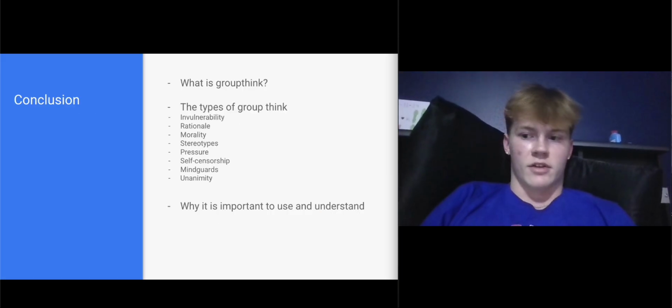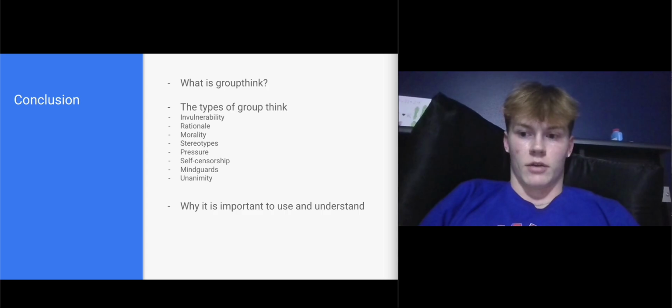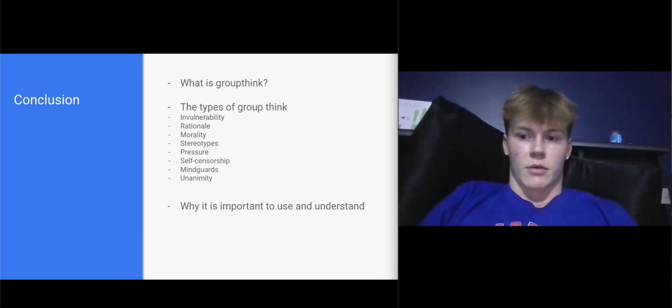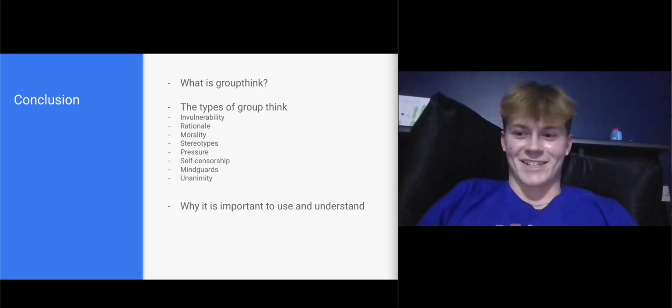To conclude this presentation, groupthink happens when a group becomes so focused on staying unified that they just stop thinking critically. Whether it is an illusion of invulnerability, collective rationalization, believing the group is morally right, or stereotyping anyone who disagrees, each of these tendencies push people towards agreeing instead of questioning. On top of that, things like pressure to conform, self-censorship, the illusion of unanimity, and mind guards make it even harder for honest opinions to come through.